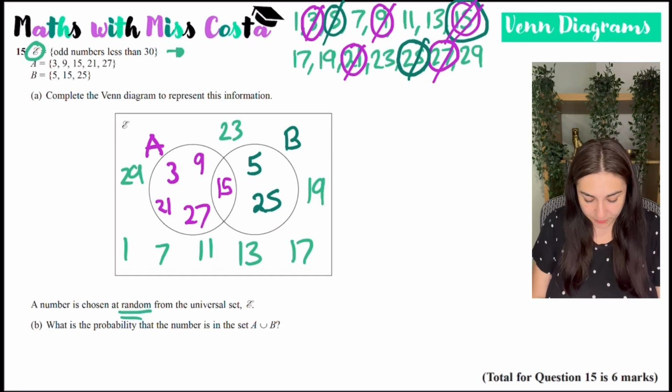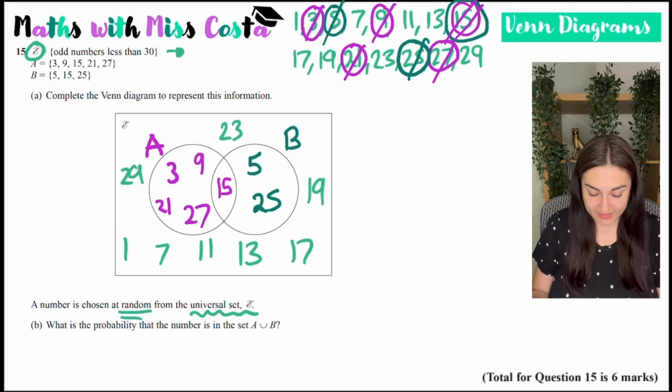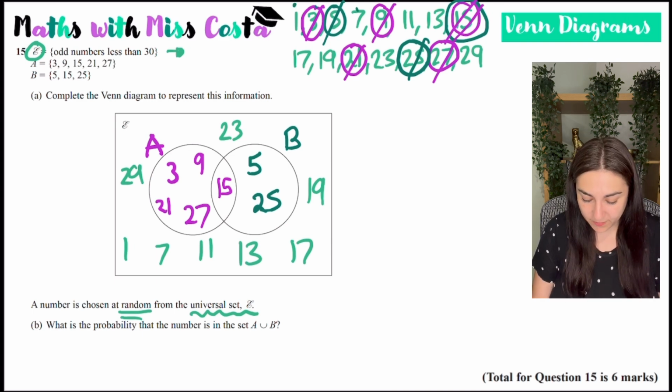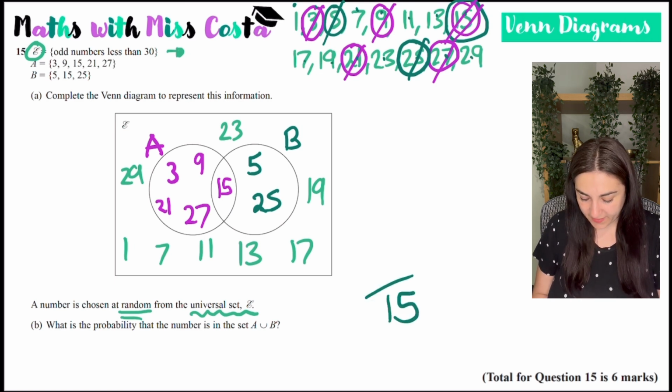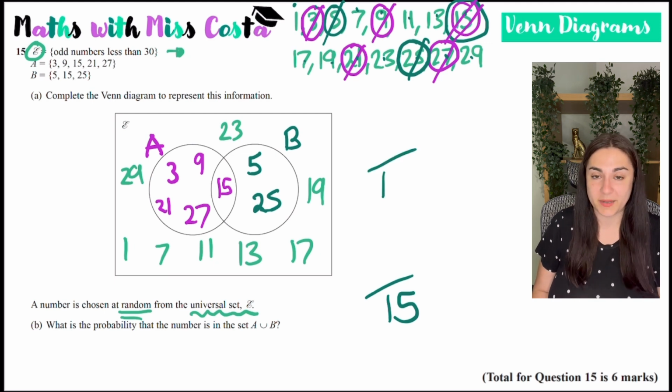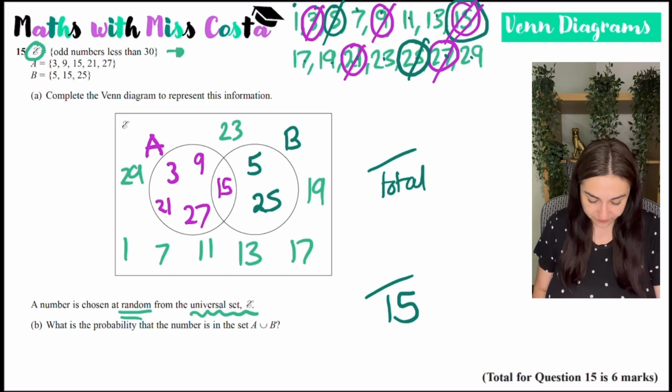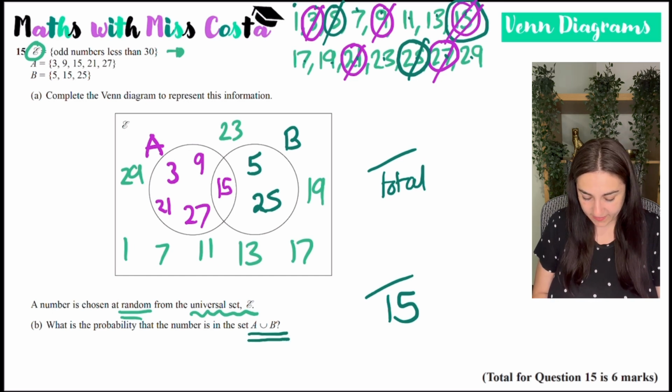Now, next it says a number is chosen at random from the universal set. So the universal set is like these numbers here. So I want to figure out how many numbers there are in total. So let's just count them. There's 1, 2, 3, 4, 5, 6, 7, 8, 9, 10, 11, 12, 13, 14, 15. So there's 15 numbers in total, and in probability the denominator is always going to be your total. So what is the probability that the number is in the set A?